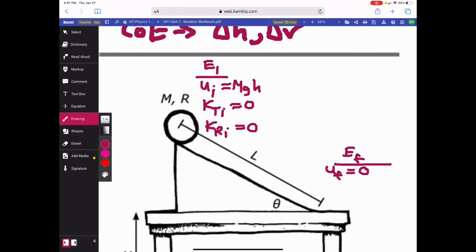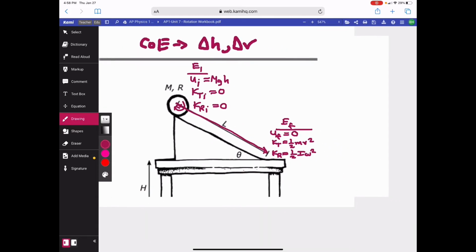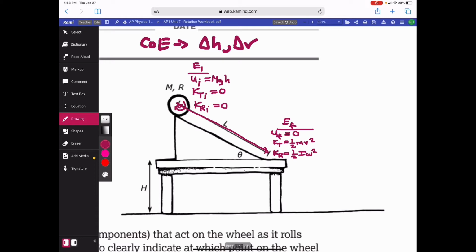You do have translational kinetic energy because the center of mass moves straight down the incline just like that. So your translational kinetic energy is 1/2 mv squared. And you're rotating as you're doing that, so we have rotational kinetic energy of 1/2 I omega squared. Now, what's not too obvious at this point is how much translational kinetic energy you have and how much rotational kinetic energy you have.